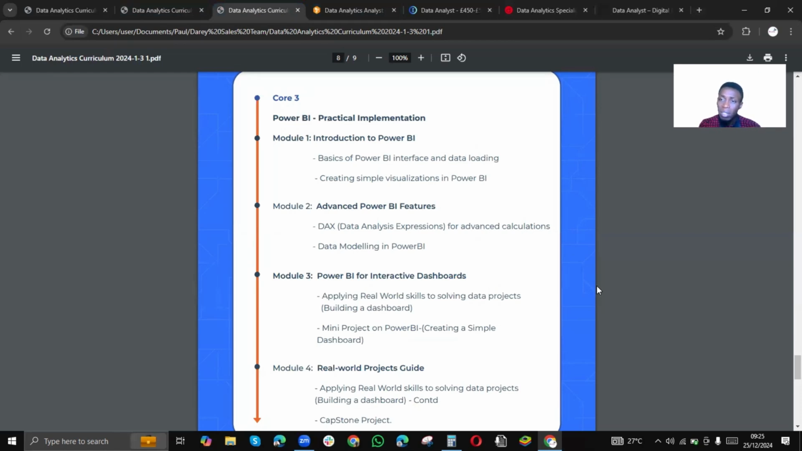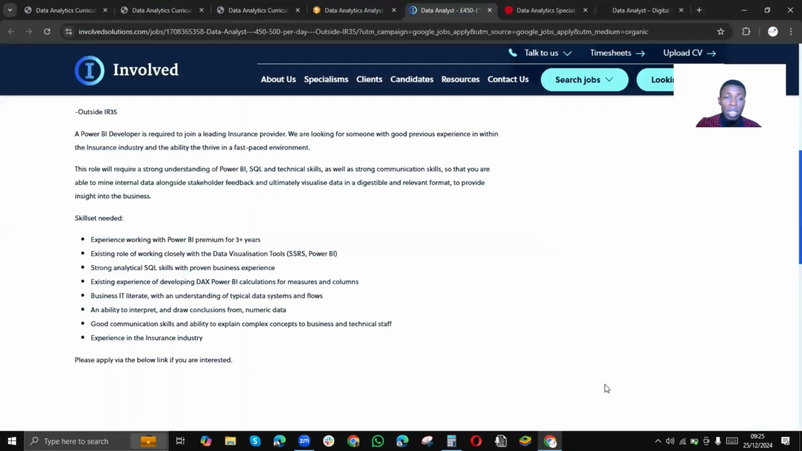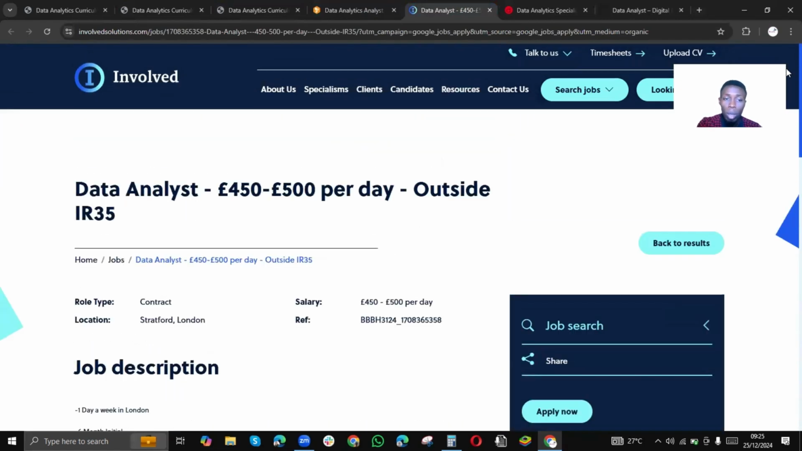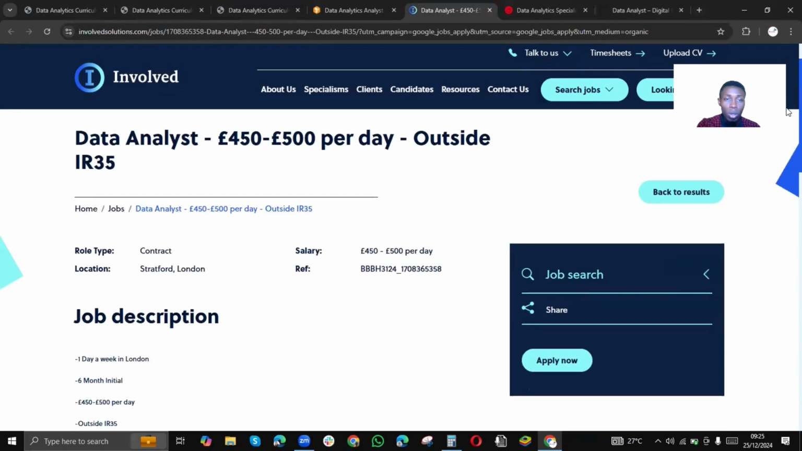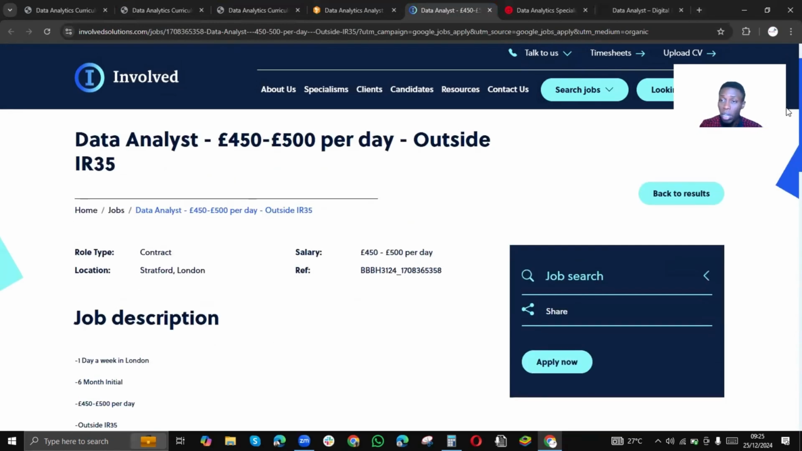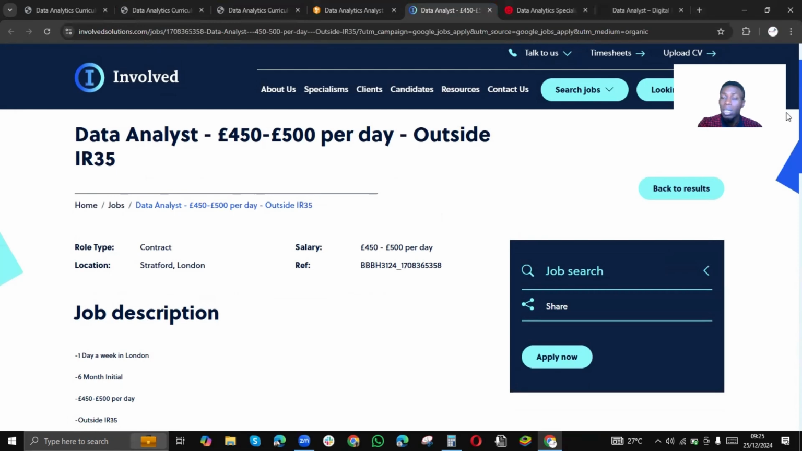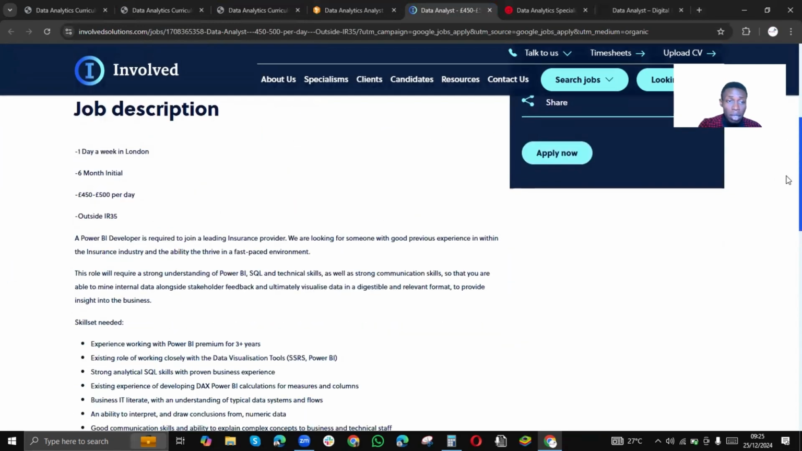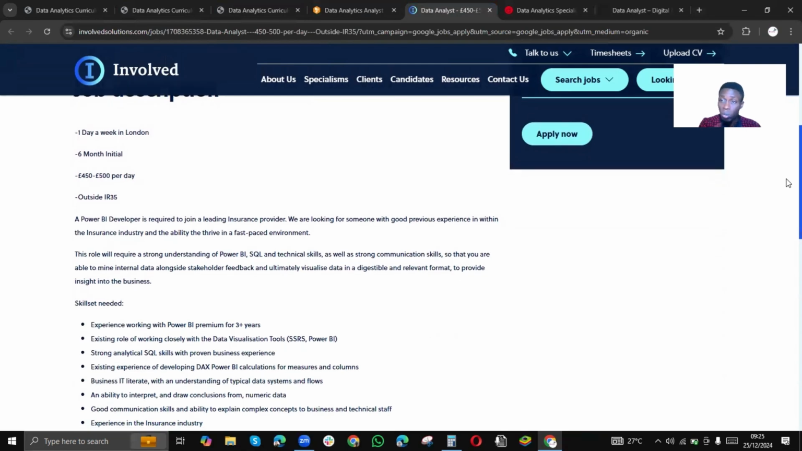So let us go into the job market. Let us see exactly what I'm talking about and how it is relevant to you. So for instance, if you look at this job right now on my screen, let's take a look at it. This is a job in London. If you look down below, it's £450 to £500 per day. And that simply means that if you start working as a data analyst in this organization, you will be able to make this kind of amount every day. But it's a 6-month initial contract. This is just based on contract. And that's just a benchmark for what you can expect in that role.